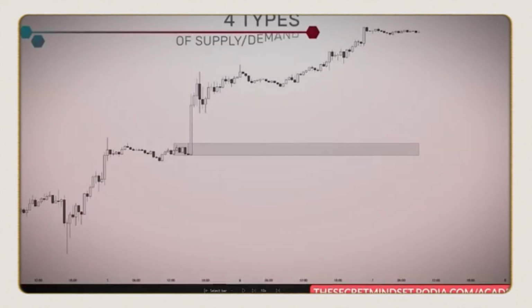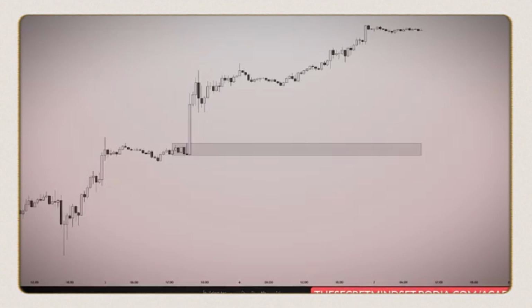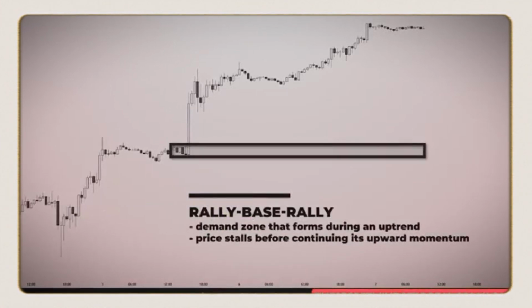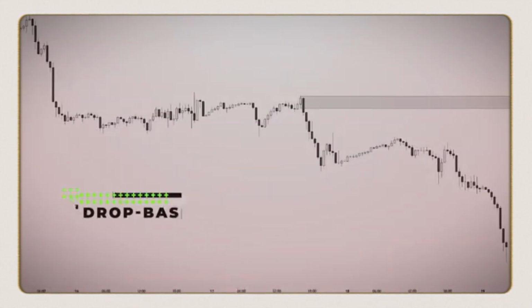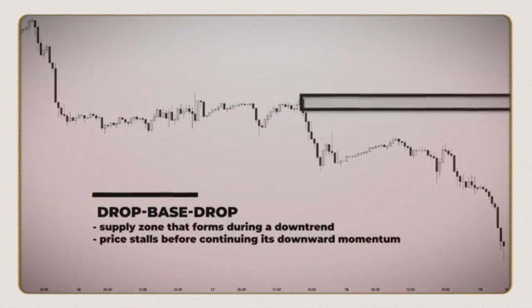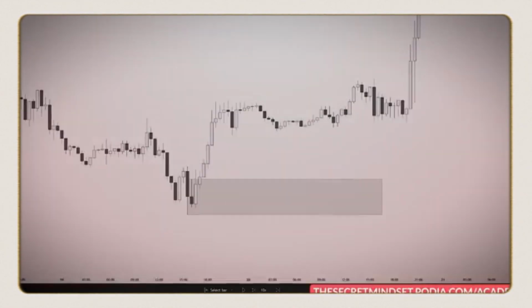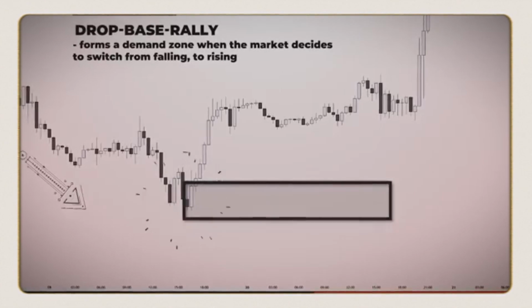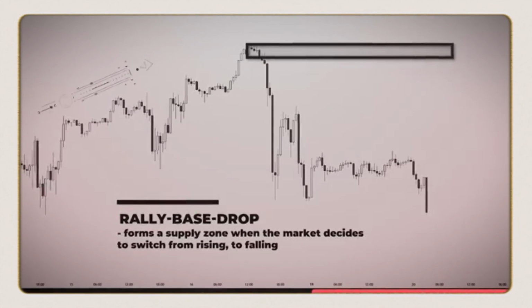There are four main types of price structures that create supply and demand zones. Rally-base-rally: a demand zone forms during an uptrend, like a pit stop for the price to regain momentum. Drop-base-drop: a supply zone forms during a downtrend, indicating a continuation pattern. Drop-base-rally: a demand zone appears when the market switches from falling to rising. Rally-base-drop: a supply zone emerges when the market shifts from rising to falling.